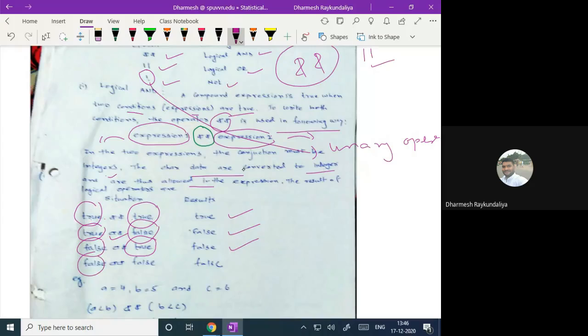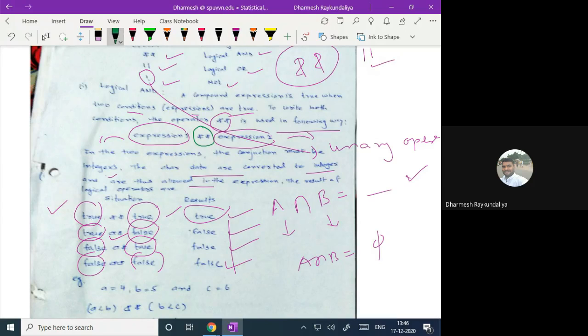And if both are false, the result is false. So if you remember, in set theory we used the concept of intersection. When you say that an element is in A intersection B, that element is in A as well as in B. Suppose none of the elements are common in A intersection B, then it gives phi. So here it is saying that if expression 1 and expression 2 are both true, then and only then the result is true. If any one of the expressions is false, the result is false. Okay, it's a simple logic.